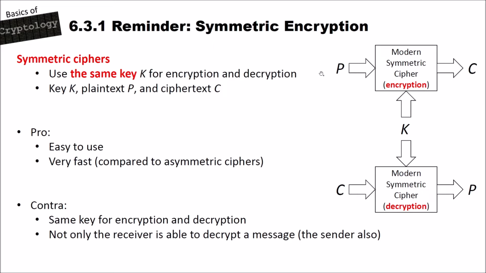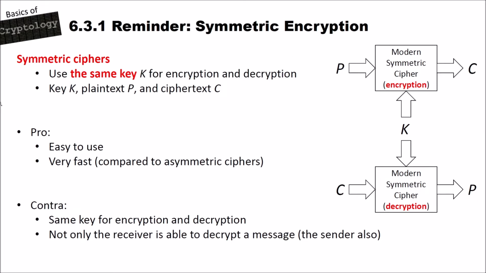We give the plaintext to a modern symmetric cipher, which is set to encryption mode. We provide a key and we get a ciphertext C. When we use the same key K and we provide the previously created ciphertext to the same algorithm, but set to decryption, then we get our original plaintext. And clearly, to decrypt our ciphertext, we need the correct key K, so if we are not in possession of that key, we cannot decrypt the ciphertext C.